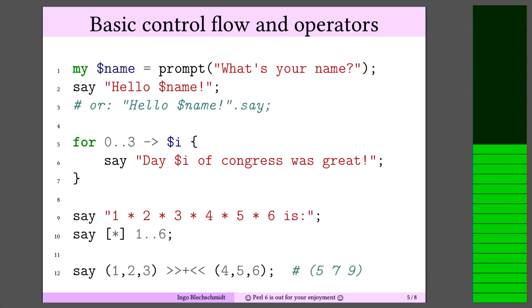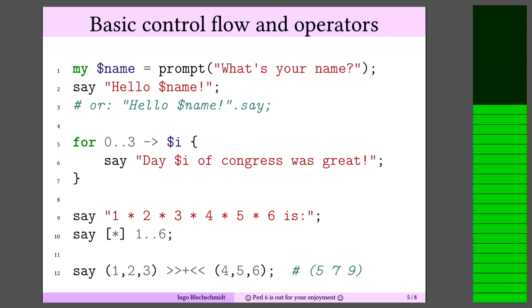In line 10, you see that Perl 6 is still an operator-based language. So there's a principled way to create new operators out of given ones. This one is called a hyper-operator. If you have an ordinary operator, in this case the star, then you can put brackets around it, and then it will be an operator which you can apply to a list. And the result will be that the operator is applied between any two elements of the list. So this is a nice way of calculating the factorial of 6.